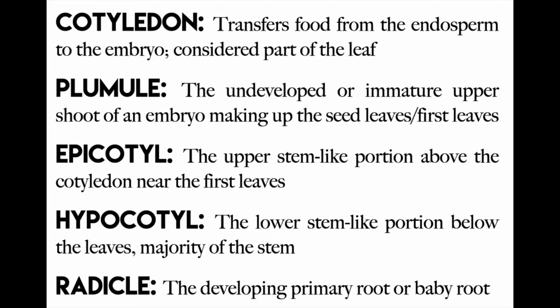Then we have the hypocotyl, hypo meaning below. This is the stem-like structure that is below the leaves. This is closer to the cotyledon. This is the majority of the stem. Then we have the radicle, R for root, the baby root. As the root develops, the first or primary root is the radicle.